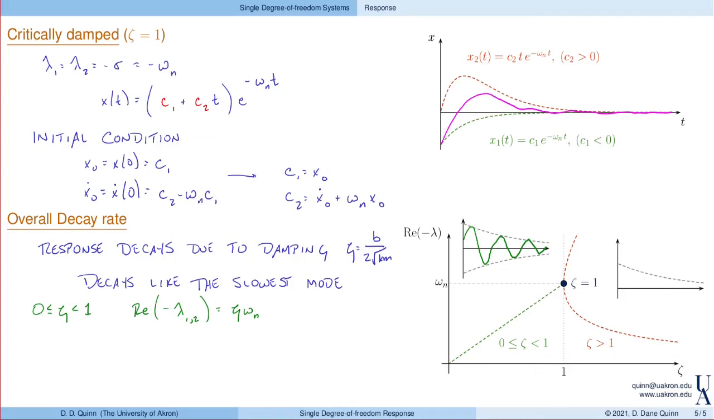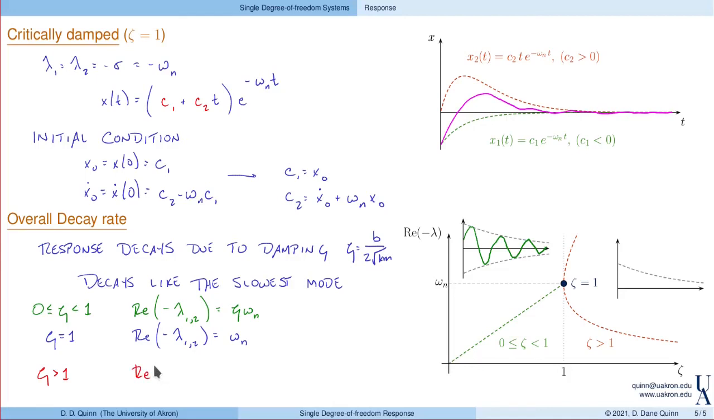For a critically damped system, so this is the case where zeta is equal to 1, then the real part of lambda 1 and lambda 2 is simply equal to omega n. Both of these terms decay at exponential rate omega n. So that's going to be given here as this point at zeta equal to 1. And then finally, if zeta is greater than 1, we have an overdamped system.